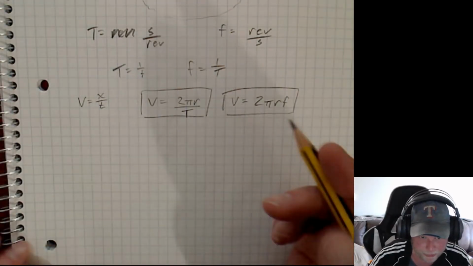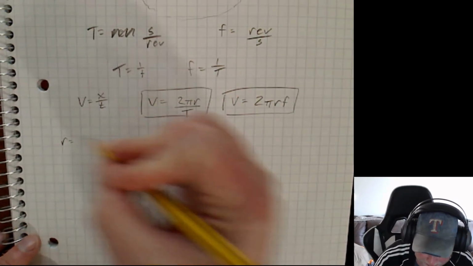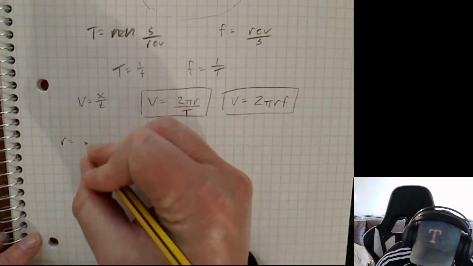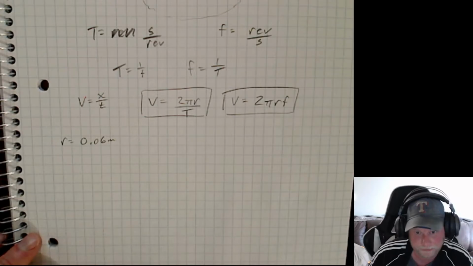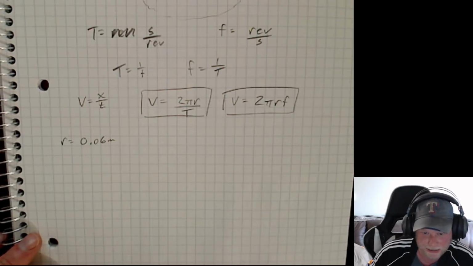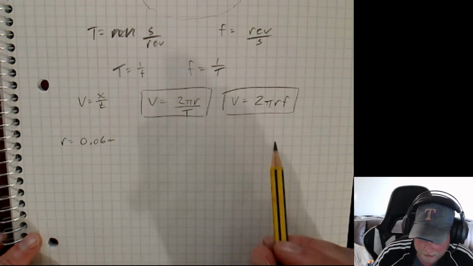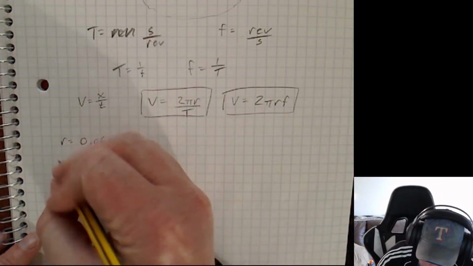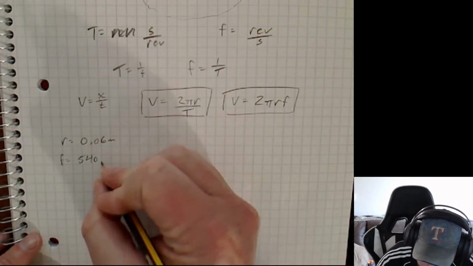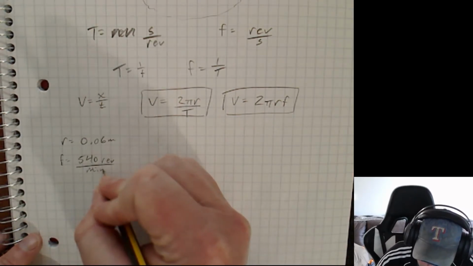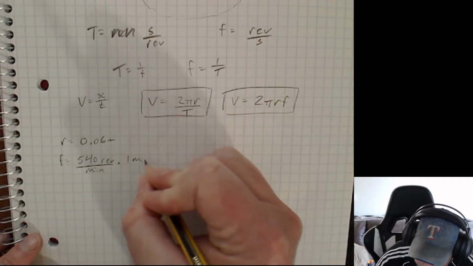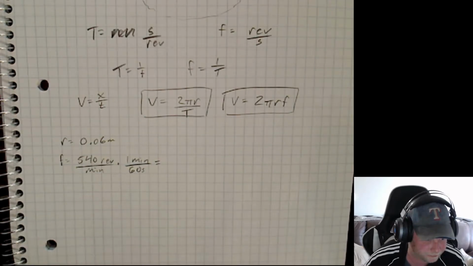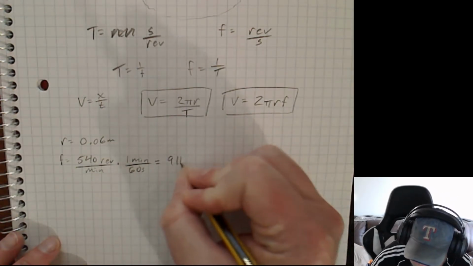So let's just start by pulling out what we know. The radius in this case would be half of the diameter of 120 millimeters, which is 0.06 meters. We know that it speeds up to 540 revolutions per minute, so keep in mind that is giving us a frequency just in the wrong units. So our frequency is 540 revolutions per minute, and we can always convert that into revolutions per second, which is hertz, which would give us 9 hertz.